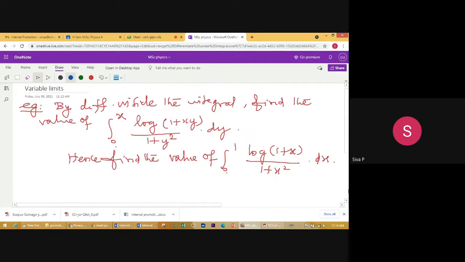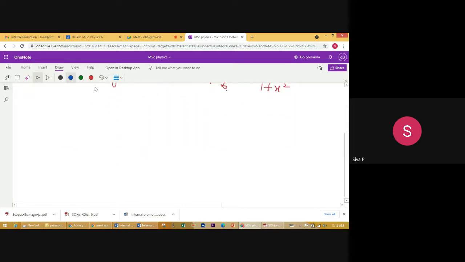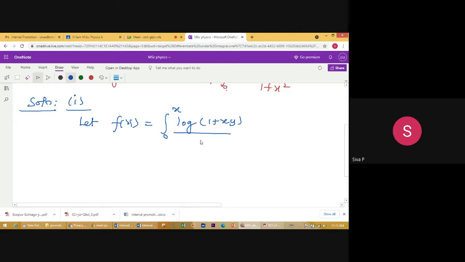Write the solution for this. First case, let us consider first f of x. F of x equal to integral over 0 to x of log(1 plus xy) divided by (1 plus y square) dy.